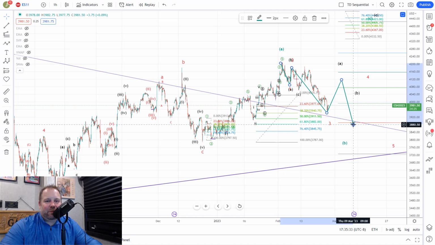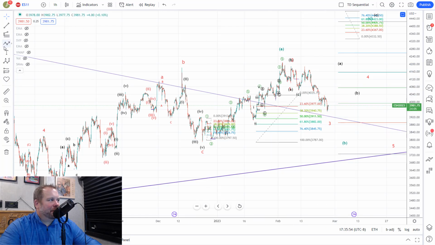Again, I'm not super confident in this count because it's a diagonal, so it's going to have to completely play out and then give me a wave 2 structure and then come back down and break the low for me to be very excited or trustworthy in this count. So that is our first count that we'd be looking at.